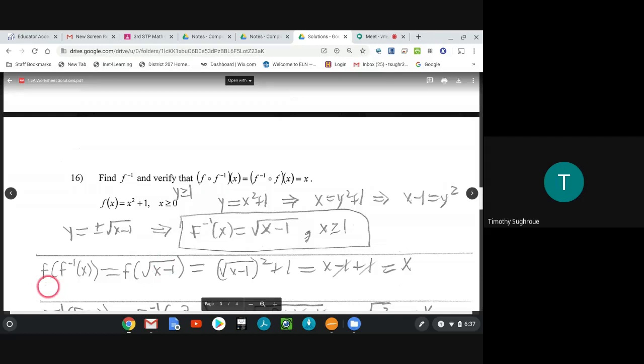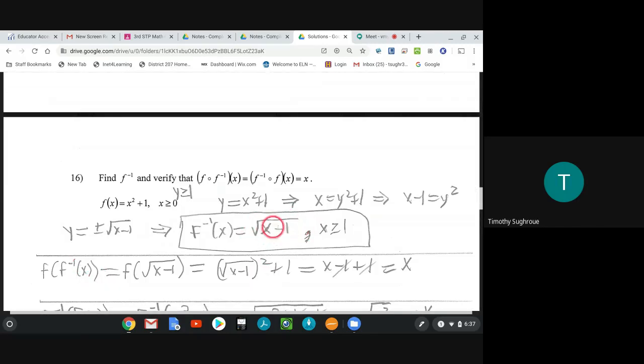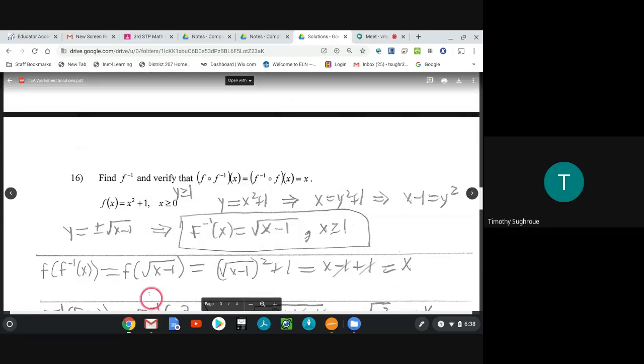I still have to crank out these composites. f of f negative 1 of x. Take x, plug it into the inverse function. This comes out. So we're really practicing composites here. And the nice part is we're practicing composites and we know the answer. We know the answer should be x if we found the inverse correctly.